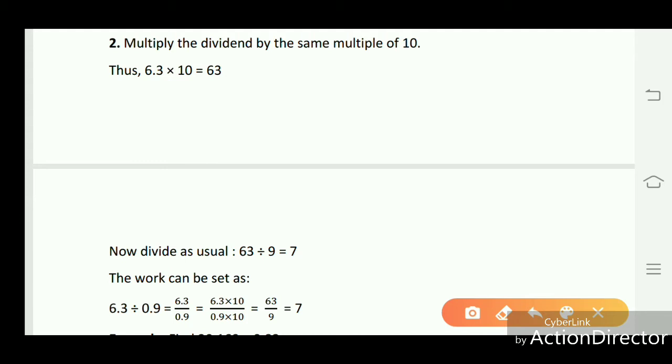The work can be set as 6.3 divided by 0.9. So 6.3 upon 0.9. Here we multiply the numerator 6.3 by 10 to make a whole number, and 0.9 multiplied by 10, numerator and denominator with the same multiple of 10. We get, when you multiply 6.3 by 10 we get 63, and when you multiply 0.9 by 10 we get 9 here, and 63 divided by 9 is 7 times. 9 7s are 63.